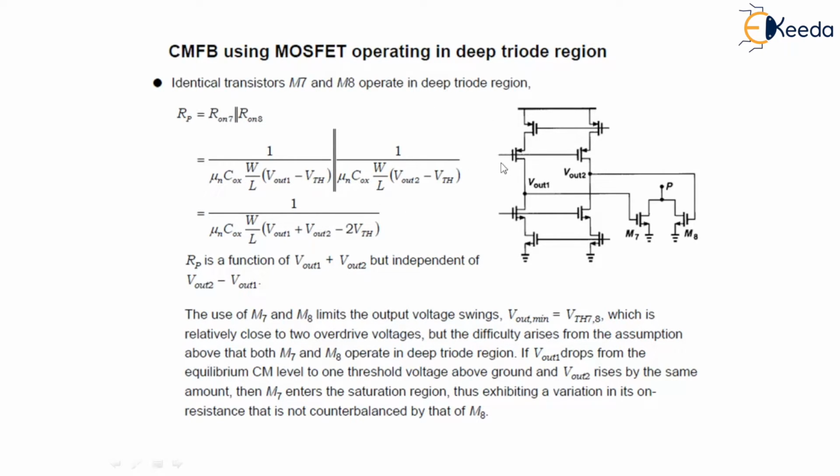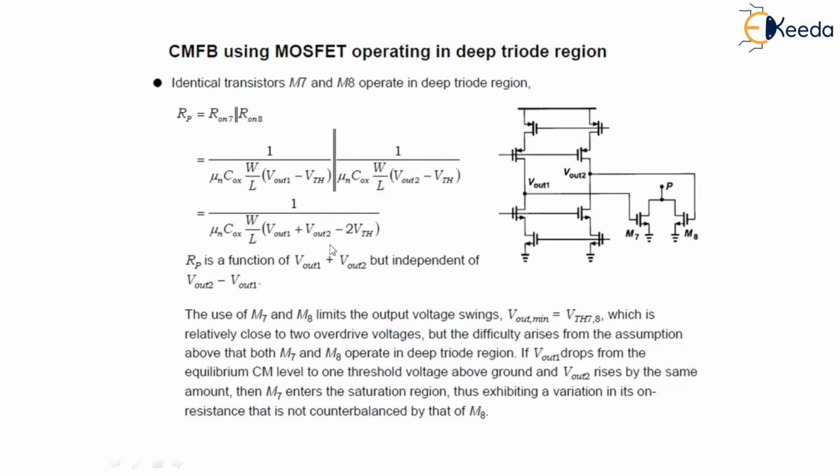Here identical transistors M7 and M8 operate in the deep triode region, which introduces a total resistance between P and ground equal to Ron7 in parallel with Ron8. That is, 1/(mu n Cox W/L (Vout1 - VTH)) in parallel with 1/(mu n Cox W/L (Vout2 - VTH)), where this W/L represents the aspect ratio of M7 and M8. Solving, we can write this as 1/(mu n Cox W/L (Vout1 + Vout2 - 2VTH)).